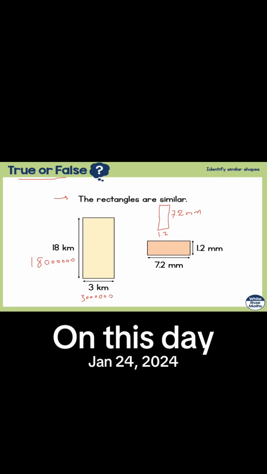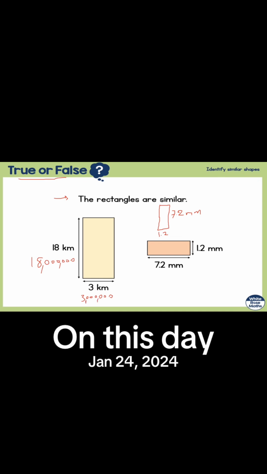You can put a little comma here if it helps. Sorry, put the comma here, guys. I apologize. So it's 3 million. So put a comma there and then put a comma after every 3 digits. So it's 3 million. Now it's in the same units.